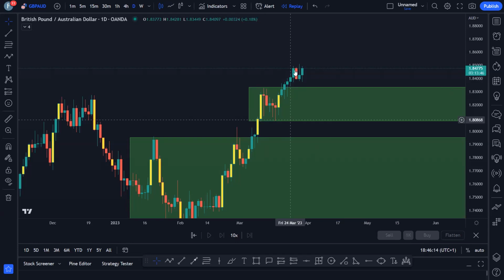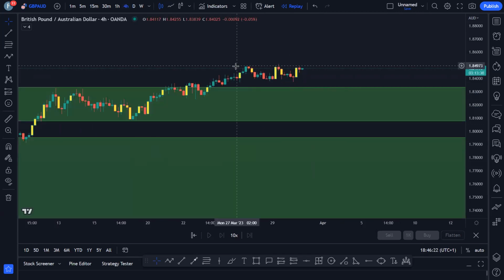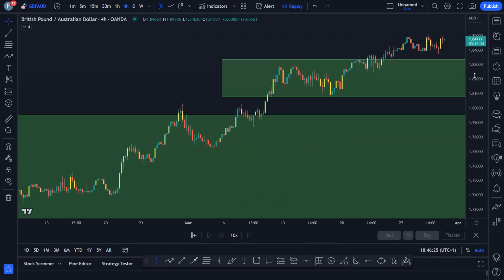It might not happen this week again on GBP AUD. So price is giving us new highs, so you're looking for price to retrace. Let's check out what's going on the 4-hour time frame. All right. So what do we have on the 4-hour chart?